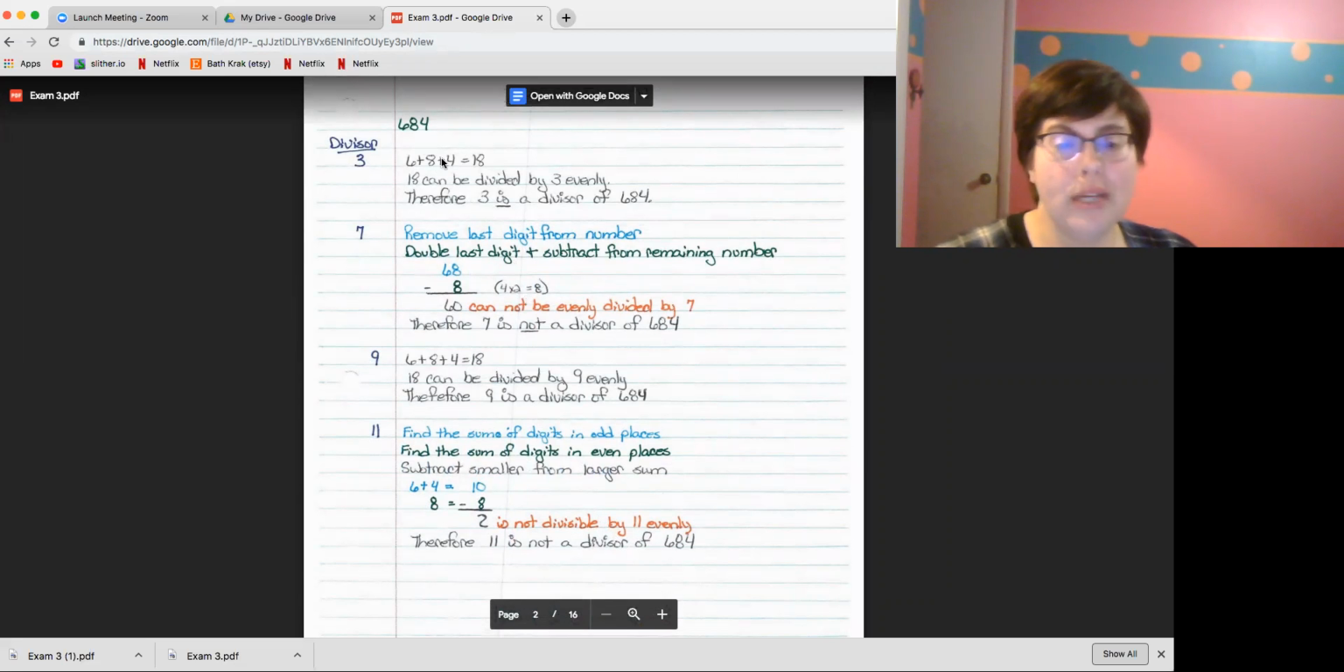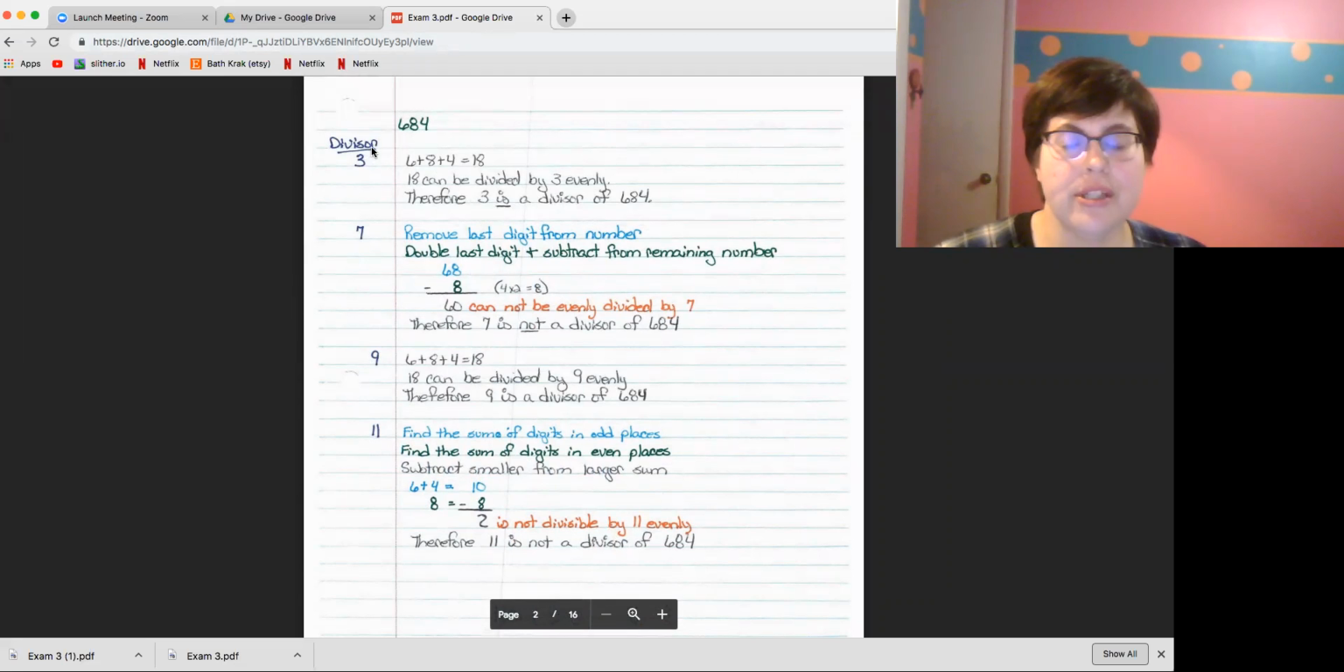We'll start with a simple one, 684. We're going to look to see if 3 is a divisor, using the divisibility rule for 3. So we add each individual digit that is in this number. 6 plus 8 plus 4, all digits of 684, is equal to 18. Can 18 be divided evenly by 3? Yes, 18 can be divided by 3 evenly. Therefore, 3 is a divisor of 684.